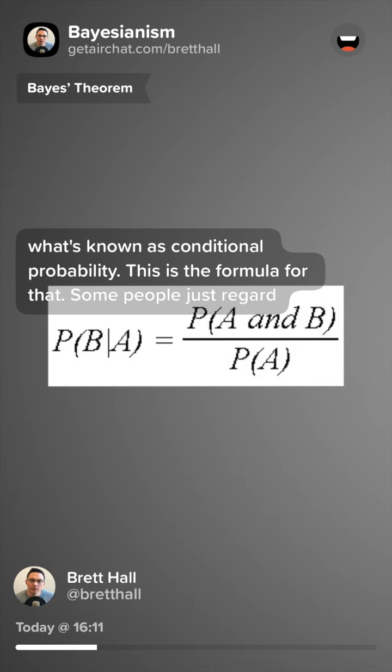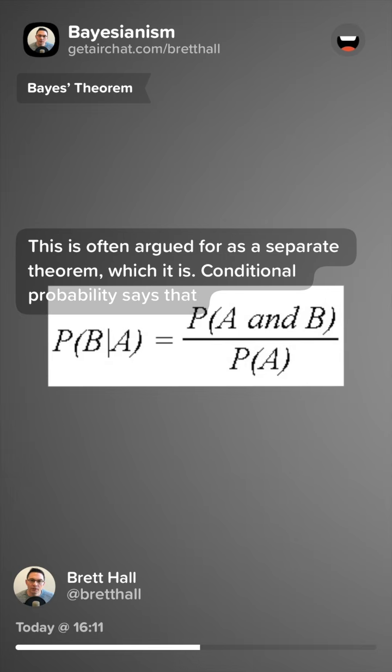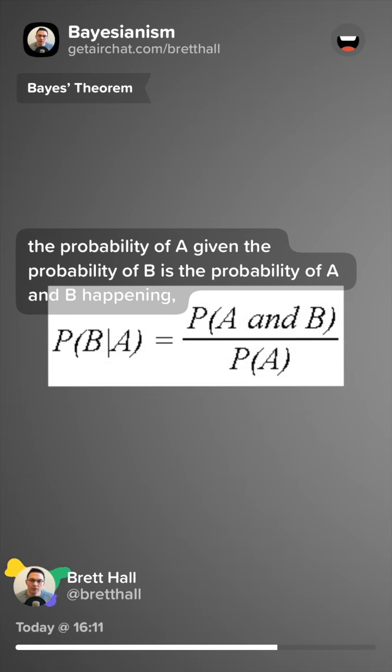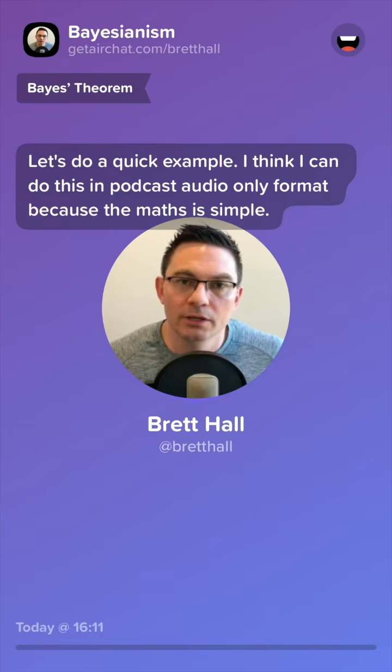To get to Bayes' theorem, to prove it, which I'm not going to do, you first need to derive what's known as conditional probability. This is the formula for that. Some people just regard this as yet another axiom. You can get there from the previous 3 axioms, but whatever the case, this is often argued for as a separate theorem, which it is. Conditional probability says that the probability of A, given B, is the probability of A and B happening divided by the probability of B.